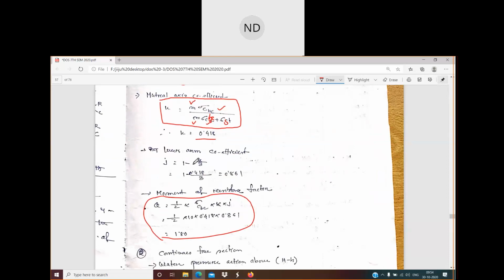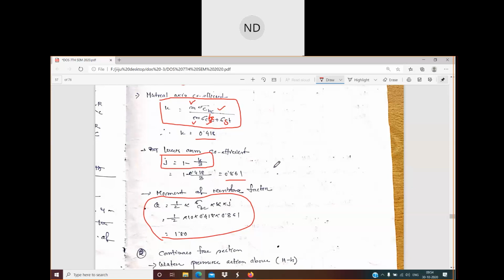Now using this neutral axis, we have the lever arm coefficient. What is our lever arm coefficient? That is given by 1 minus k by 3. We have already calculated k as 0.418, so just use the value of k and find the lever arm coefficient, which comes out to be 0.861.